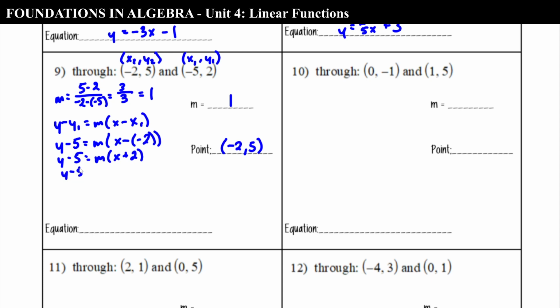We go ahead and distribute, or you know what, I did not plug in what m is. In this case, m is 1. Well, what is 1 times that? It's just going to give us what's on the inside of here. So we're just going to have x plus 2 here, and then we add 5 to each side, and you're going to get y equals x plus 7.